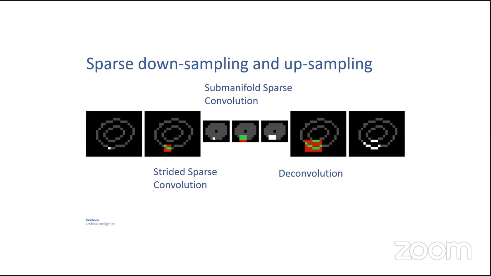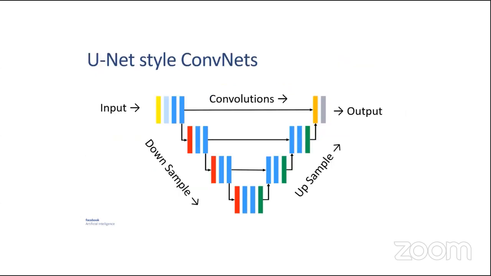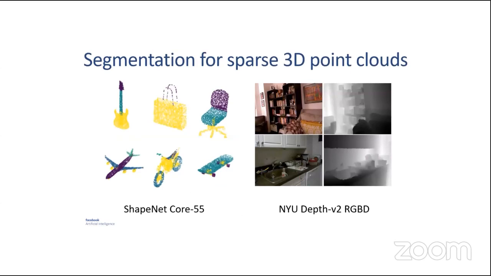The three sparse operations combine to produce fairly large receptive fields. Extending this with residual connections allows us to build efficient U-Net style networks that produce an output feature vector for every active input spatial location with very large receptive fields, which is useful for learning the context necessary for 3D semantic segmentation. We initially applied this to 3D object segmentation and scene segmentation for the NYU Depth V2 RGBD dataset.